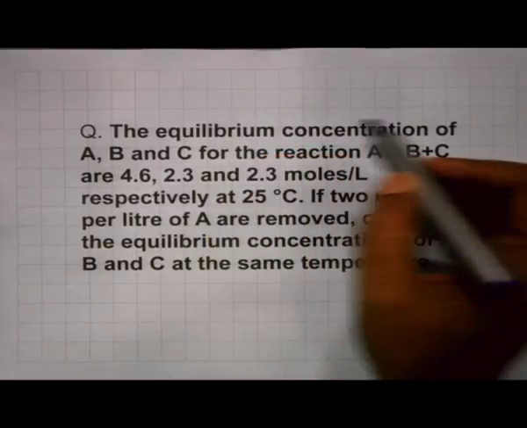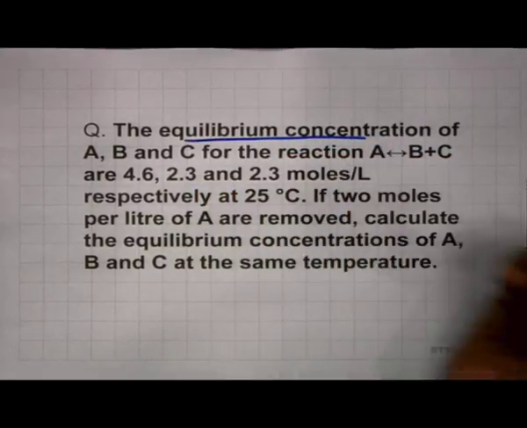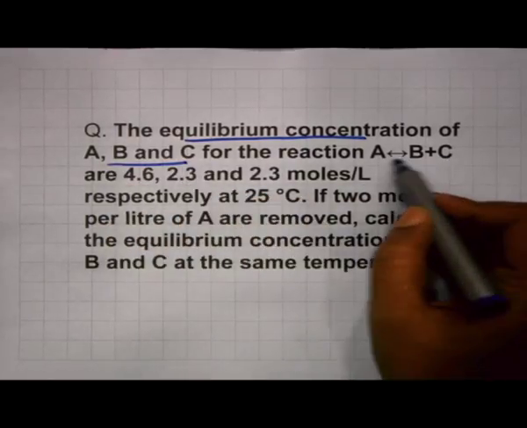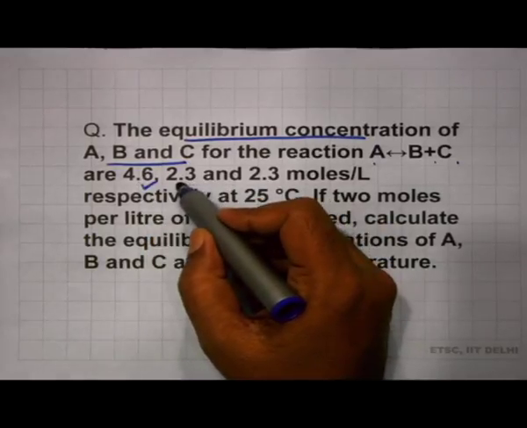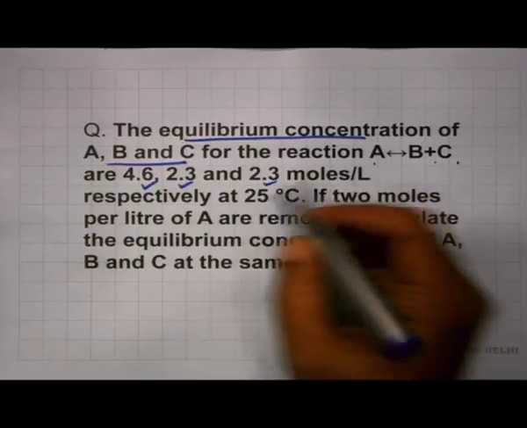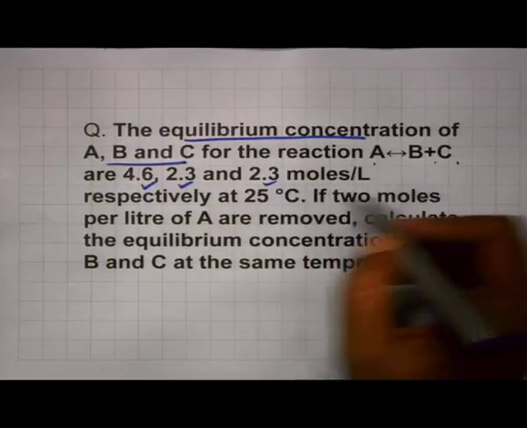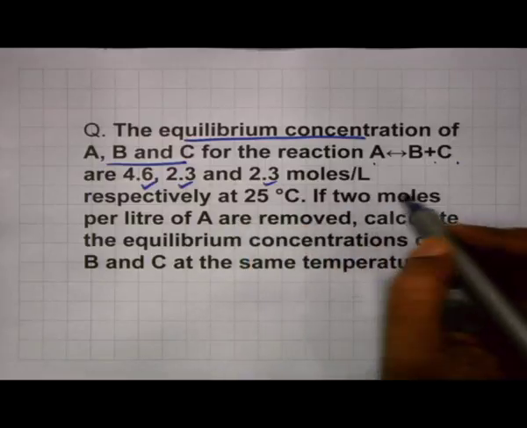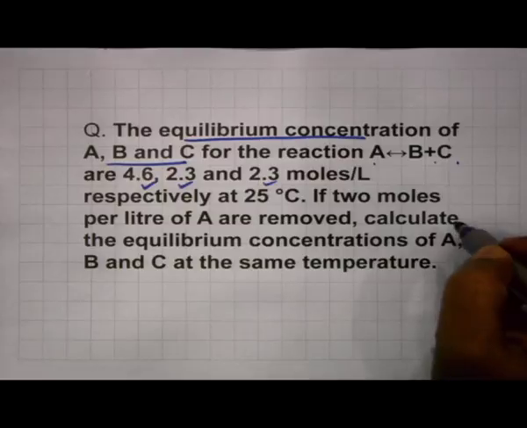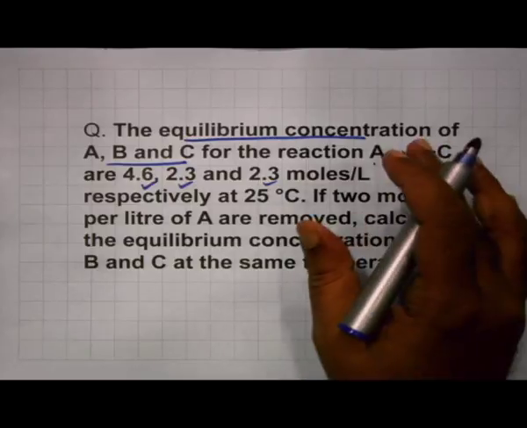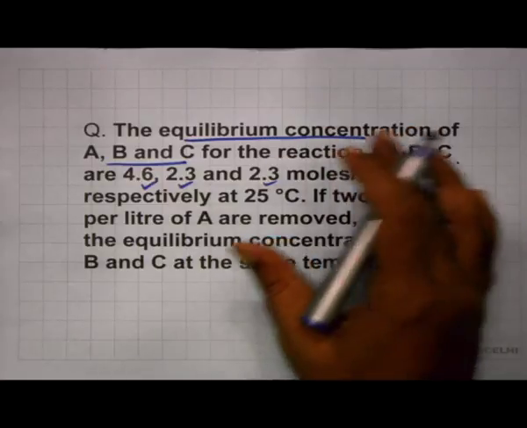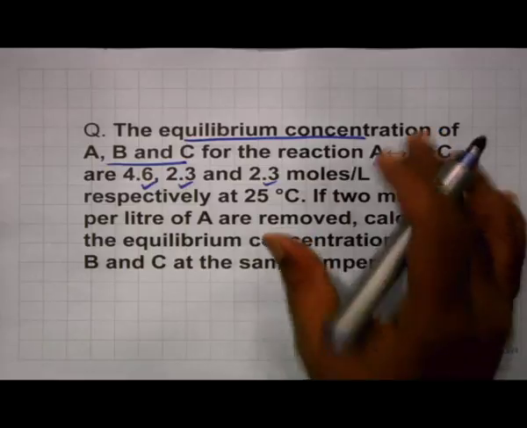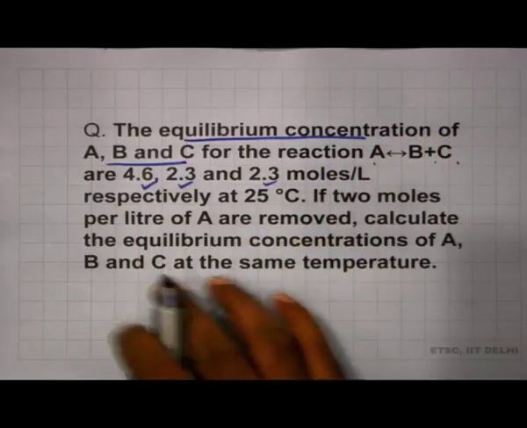So, in this question you have been given equilibrium concentration of A, B, C. The reaction is A going to B plus C, and equilibrium concentration is known, 4.6, 2.3, 2.3 moles per liter at 25 degrees Celsius. If 2 moles per liter of A are removed, calculate the equilibrium concentration of A, B and C at same temperature. Okay. So, it is basically a mixture of type 1 and type 2 questions.